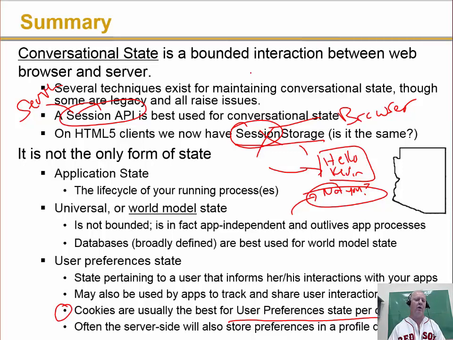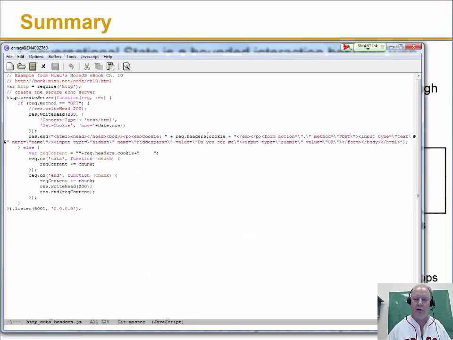Okay. In the event, this is the overview of conversational state. There is an example of the echo headers where it has both a cookie and an input. It doesn't do URL rewriting, but it does have an input form. So this is an input tag inside a form that gets output, and it has a type of hidden and a name of hidden parameter and a value in there.